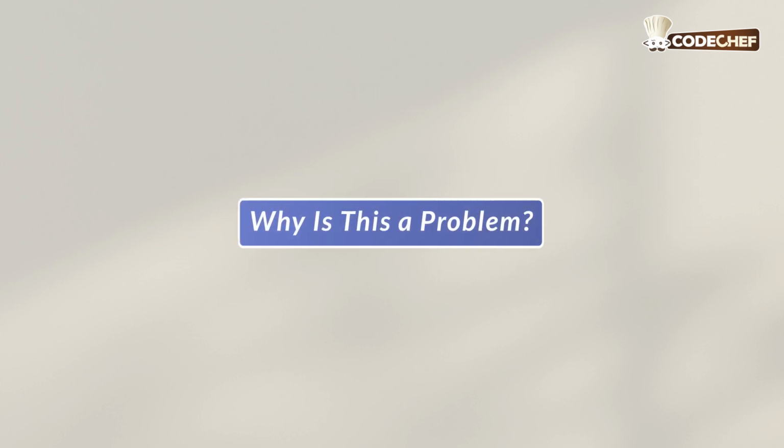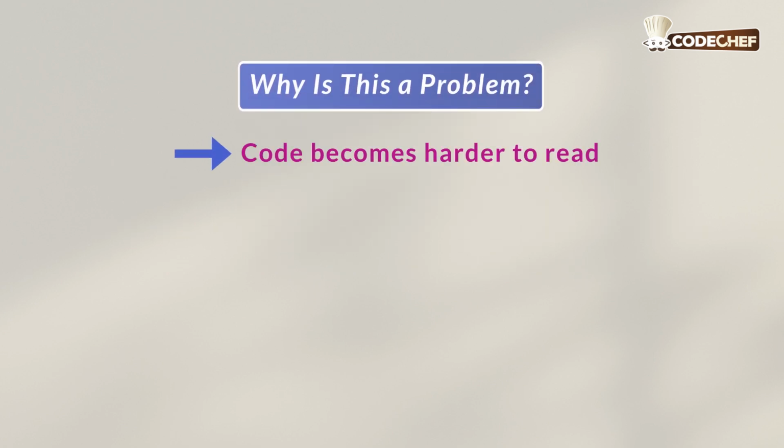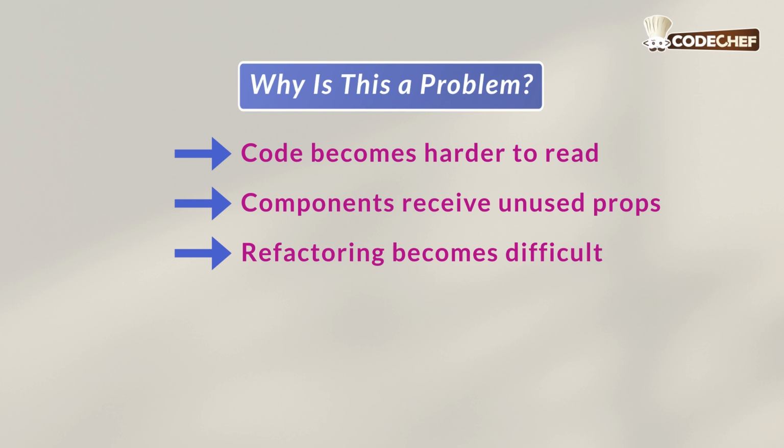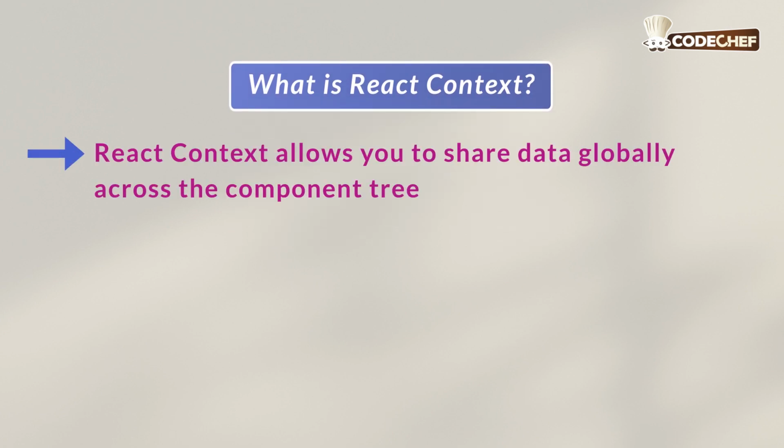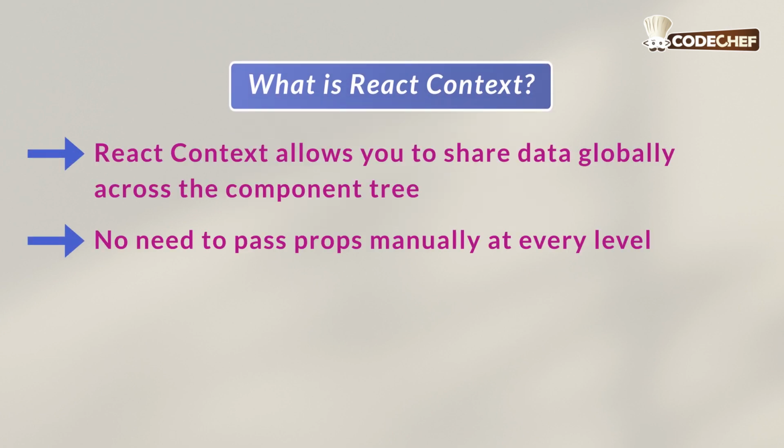Now let's see why this is a problem. This leads to messy code, unused props, and makes changes harder. If the component structure changes, we need to fix props everywhere, which doesn't scale well. React Context solves this by allowing us to store shared data in one place and make it available to any component that needs it without passing props manually.